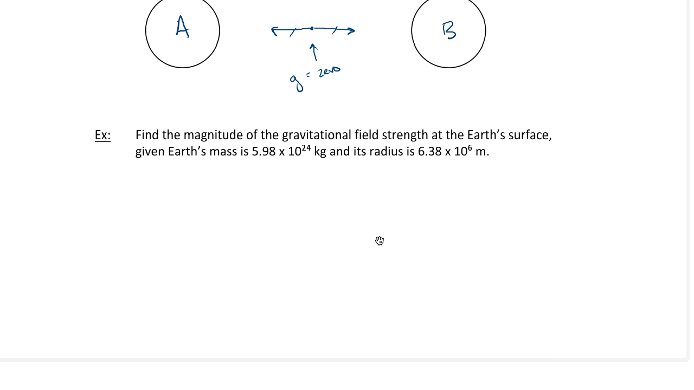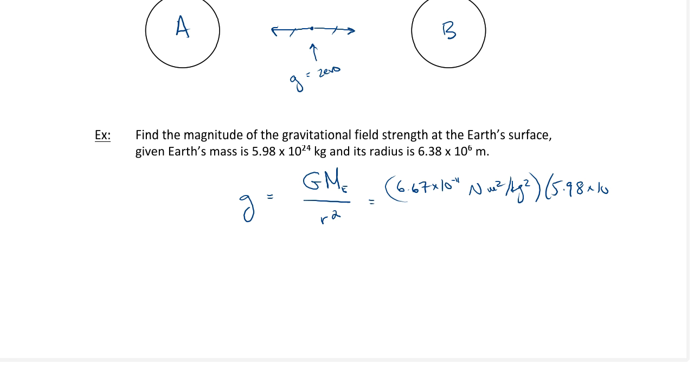Let's do one final example. Find the magnitude of the gravitational field strength at the Earth's surface given its mass and its radius. So the gravitational field strength is equal to G times the mass of the Earth divided by the distance between the centers of the two objects, the center of the Earth and the center of the test mass on its surface. So this is 6.67 times 10 to the negative 11 newton meters squared per kilogram squared, multiplied by 5.98 times 10 to the 24 kilograms, divided by 6.38 times 10 to the 6 meters squared.